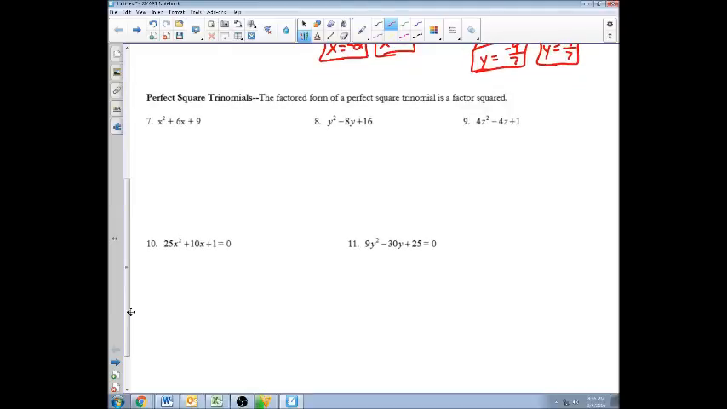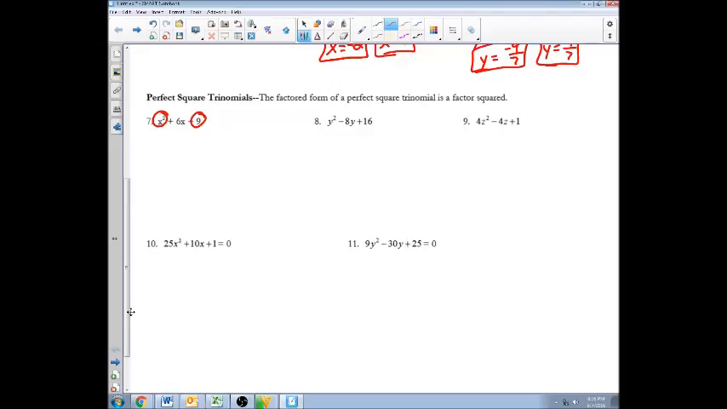On to our next section. The next section is the perfect square trinomials. The factored form of a perfect square trinomial is a factored square. What I'm looking for here is, do I have a perfect square at the beginning and a perfect square at the end? If I do, it should work out correctly.